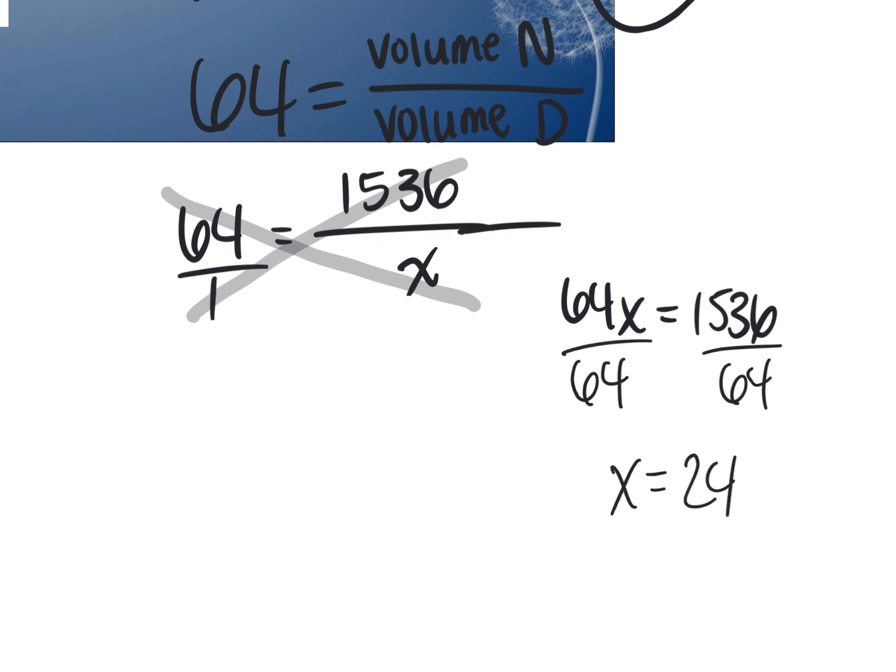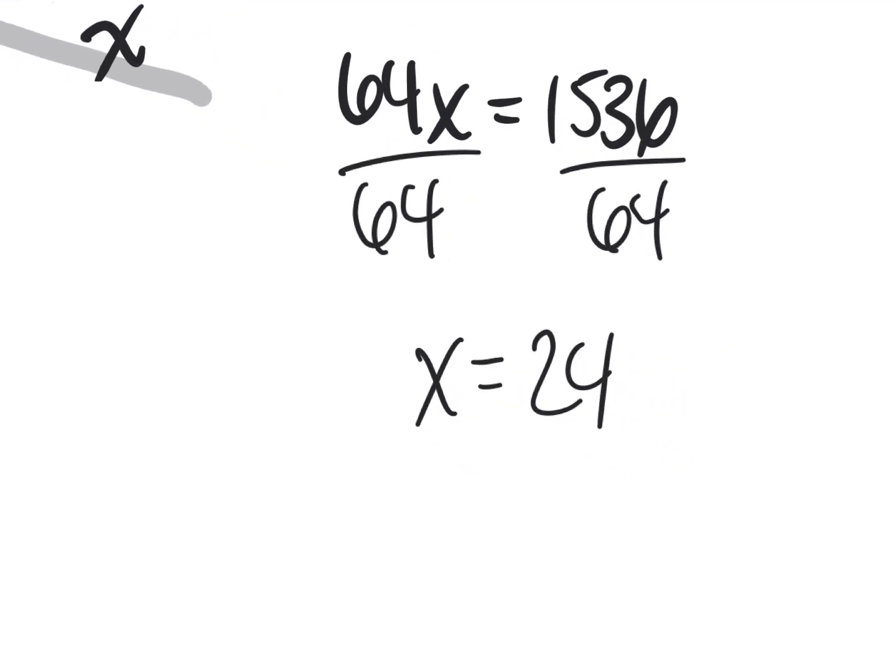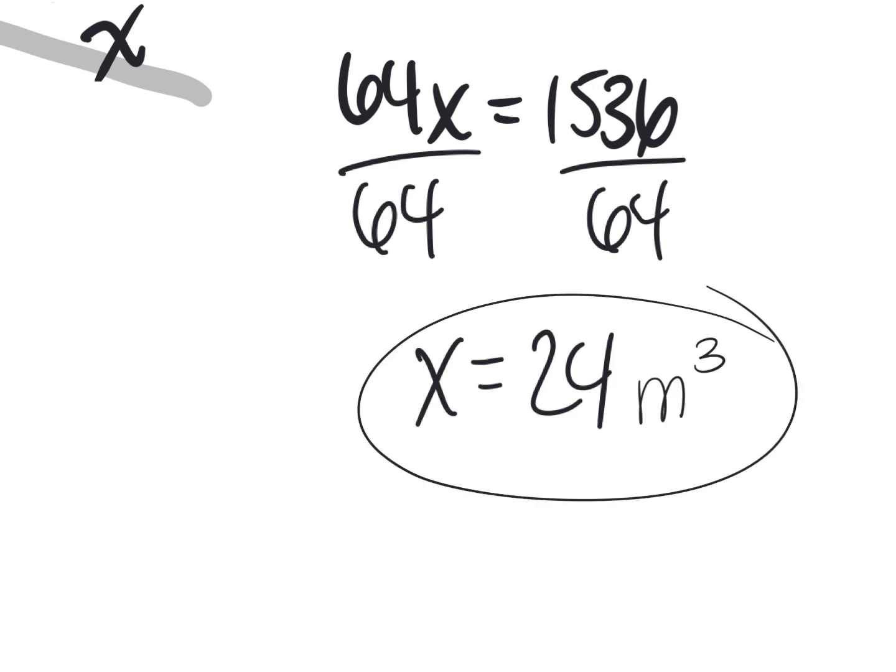Remember, what was X representing, guys? A volume, an area, or a measurement? It was a volume. So what units should this 24 have? Meters cubed. Very good. Talk to me. What questions do we have on this example?